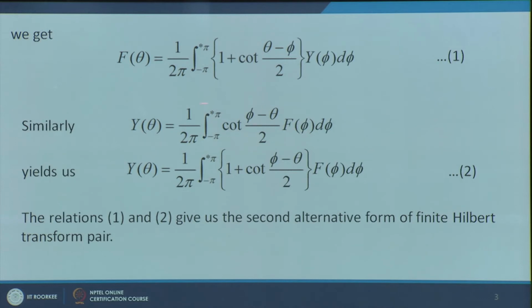So, I can write this equation also as ψ(θ) = 1/2π ∫ from −π to π [1 + cot((φ−θ)/2)] f(φ) dφ, because the integral over −π to π of f(φ) dφ is equal to 0, because f(φ) is an odd function. So, this integral is same as this integral. So, corresponding to this form of the integral equation, we have this as the solution of the integral equation. So, the relations 1 and 2 together give us the second alternative form of the finite Hilbert transform pair.